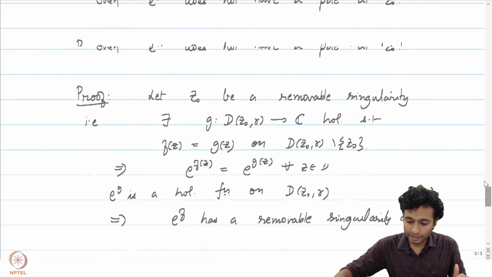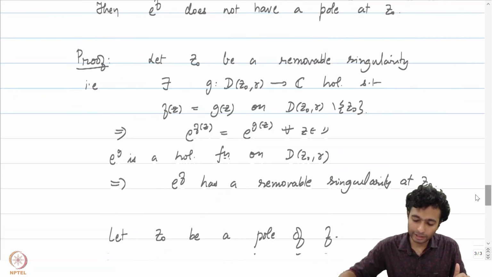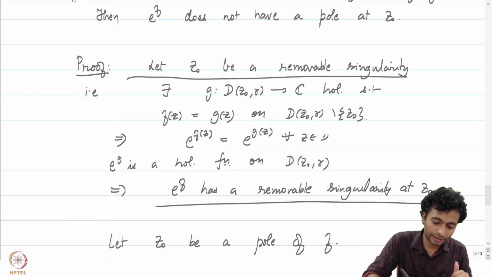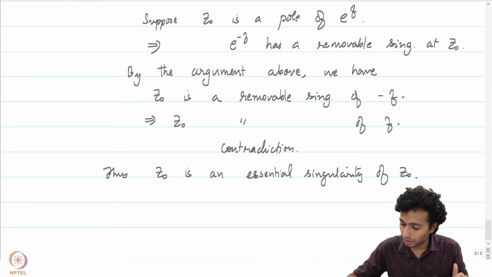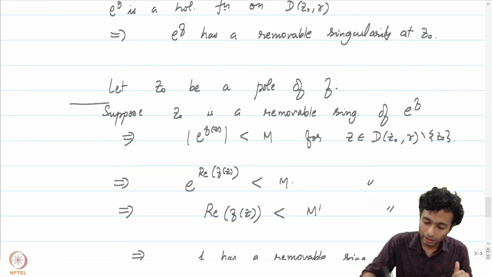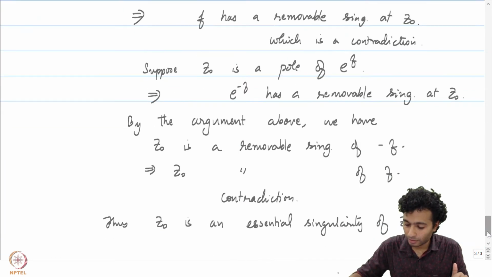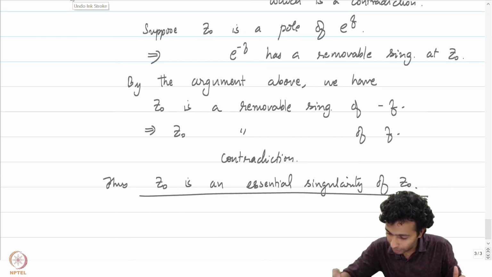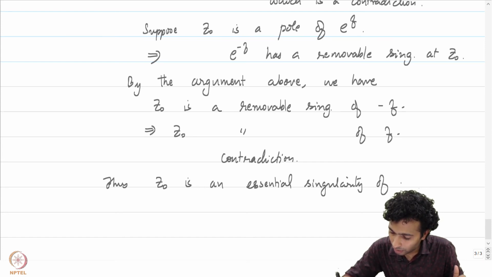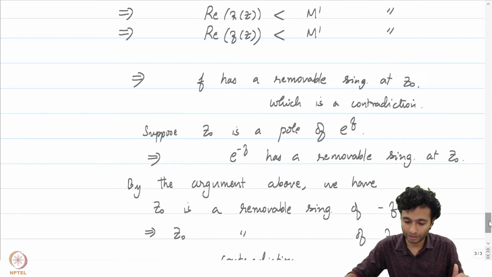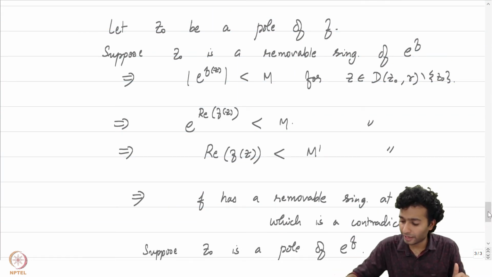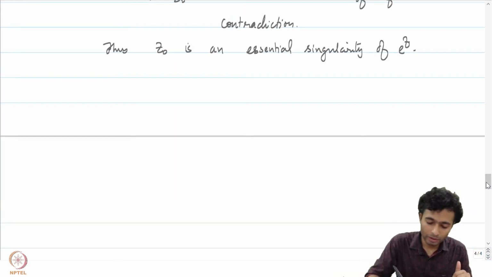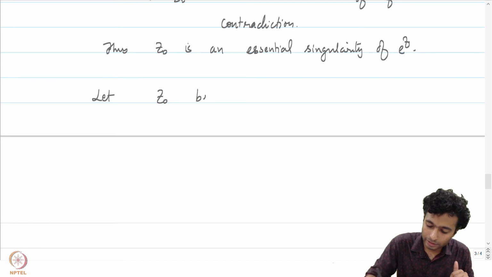So let's just go back and see what we have done. We have checked that if z0 is a removable singularity, then e to the power f has a removable singularity at z0. Then the next conclusion was, if z0 is a pole of f, then z0 is an essential singularity of e to the power f. And so finally, we are only left with one case. What happens when z0 is an essential singularity of f? So let z0 now be an essential singularity.